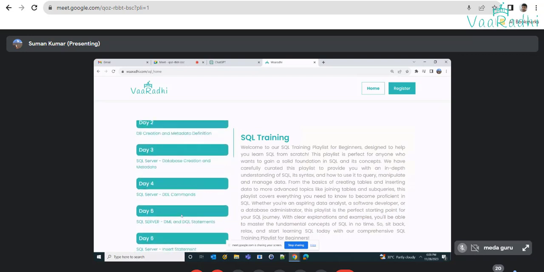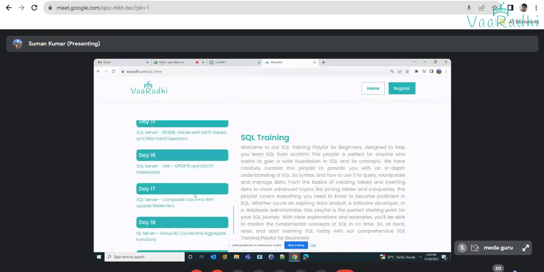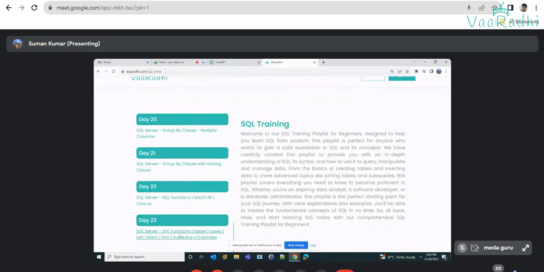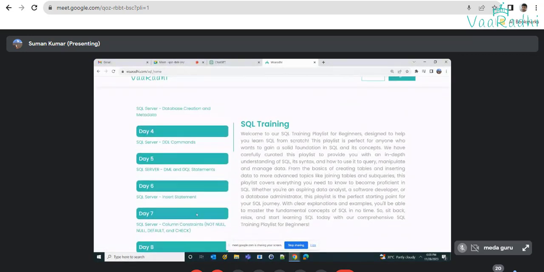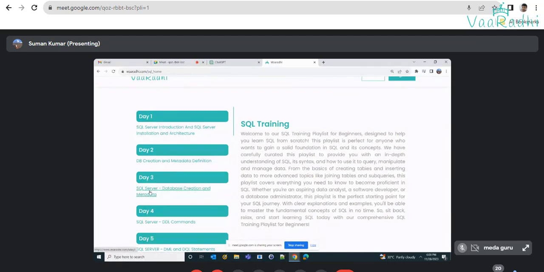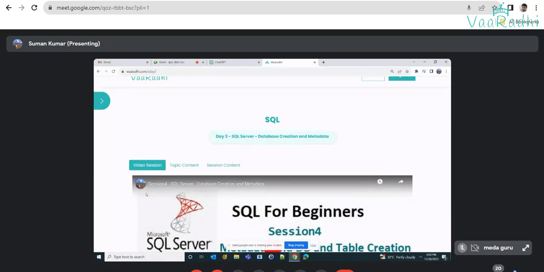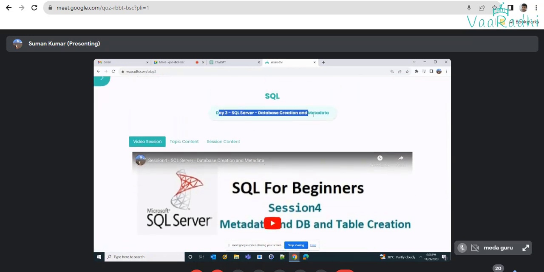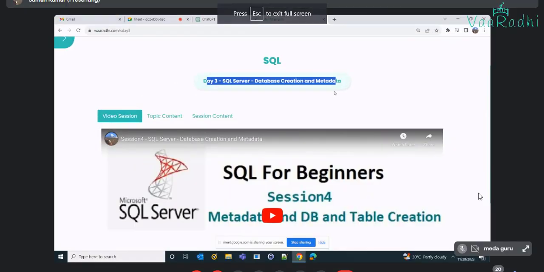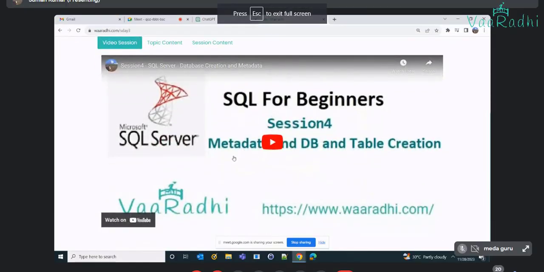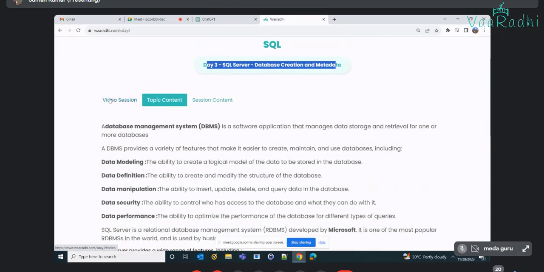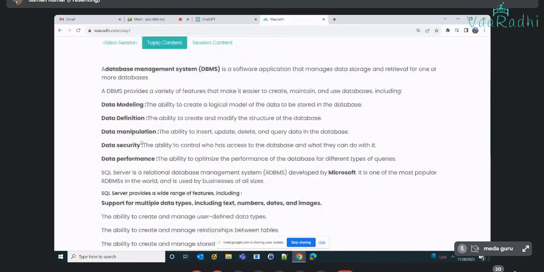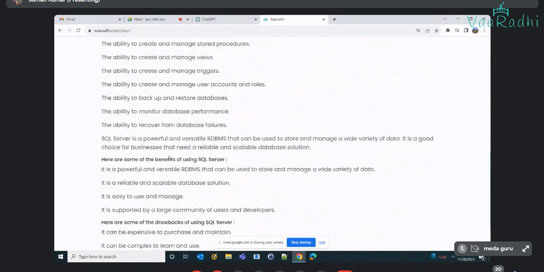Here we will have a list of sessions that we conducted day wise, and the session that we conducted each day. Randomly, if I go with this one, the day 3 session, you will be able to see the content this way. Day 3: SQL Server database creation and metadata. This is the recorded video session, and here the topic content, whatever particular technology related topic we discussed in that session, is made available for you to go through.